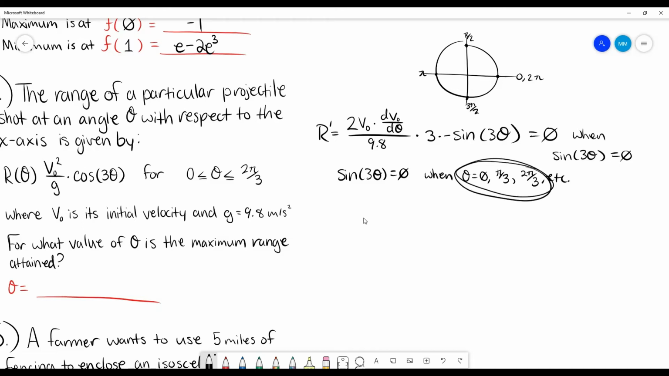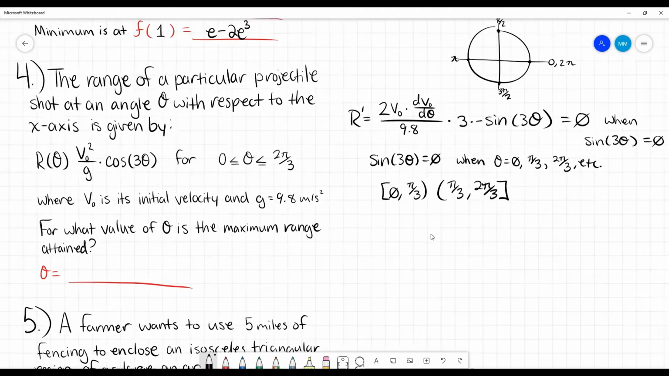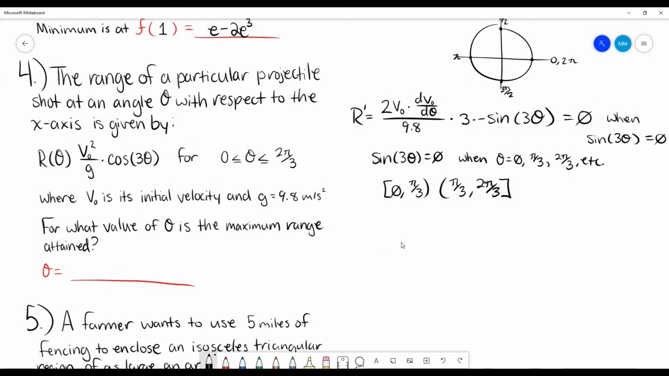So I know that these are any points along there that I could consider my critical points. We notice that 2 of these are actually the ends of our interval. So we're going to be evaluating from 0 to pi over 3, and then from pi over 3 to 2 pi over 3 to figure out what our maximum is. So now I'm going to plug in some values just to see whether this interval is increasing or decreasing, and the same for this one here.